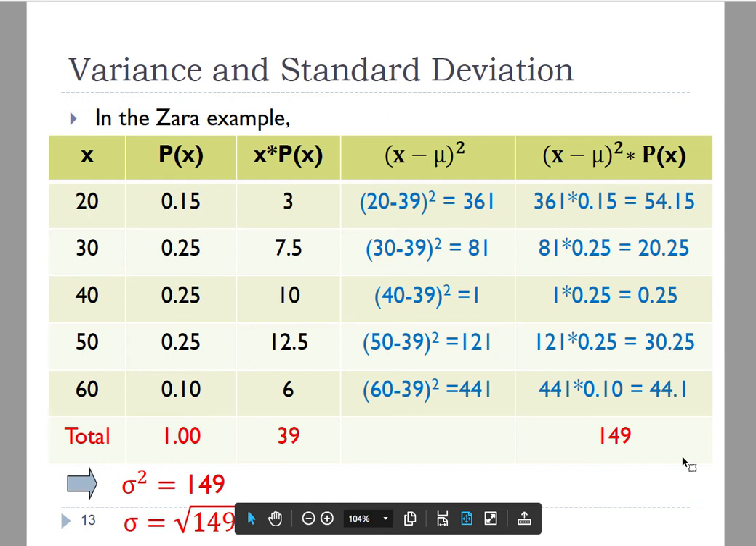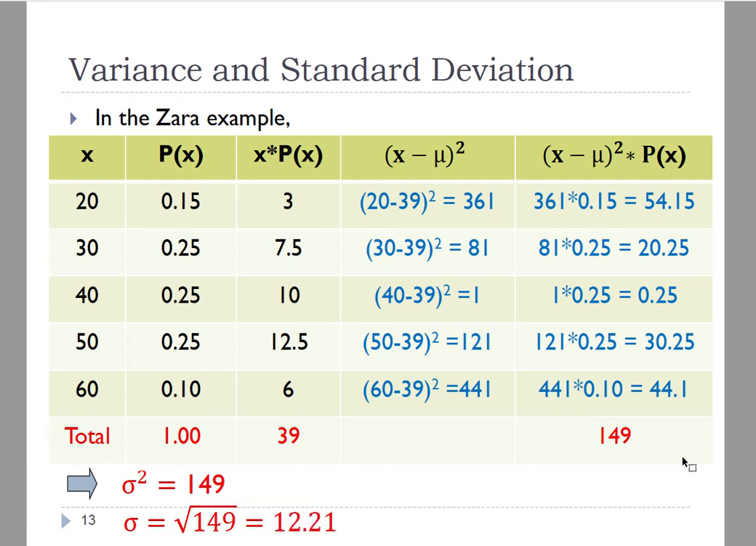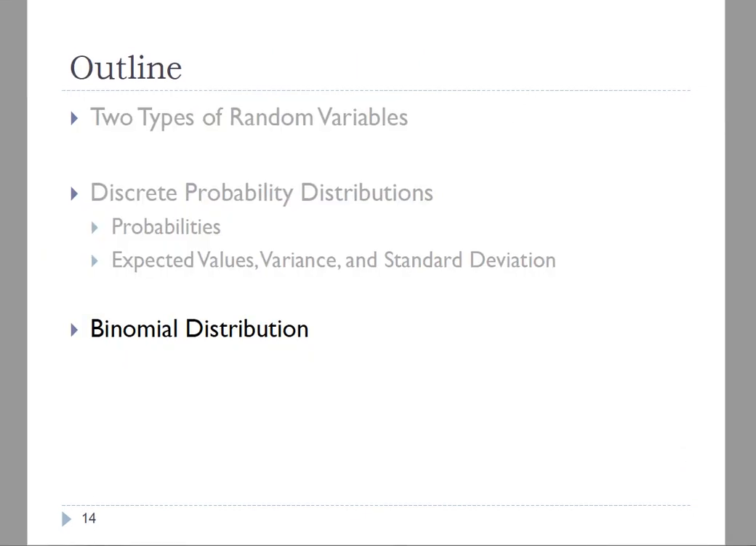Standard deviation is very simple. All you're going to do is find the square root of the variance. Okay, so now let's talk about binomial distribution.